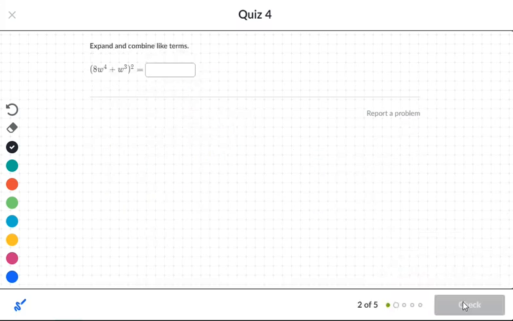Okay, next question. Now, right here I have one parentheses, and I want to first make sure it's in standard form. Well, it goes w to the fourth, w to the third, so it is in standard form. So I'll go parentheses 8w to the fourth plus w to the third. And now we're squaring it, so that means we're going to write it down twice. So that's what that 2 means. This 2 means you're going to write it down 2 times.